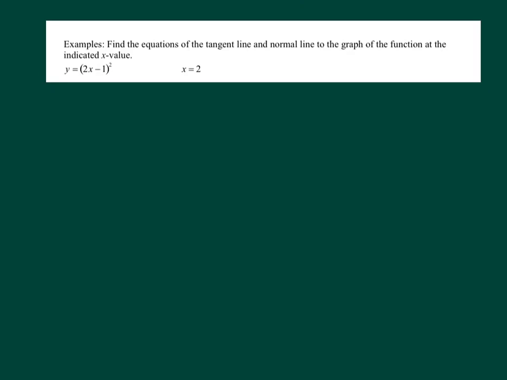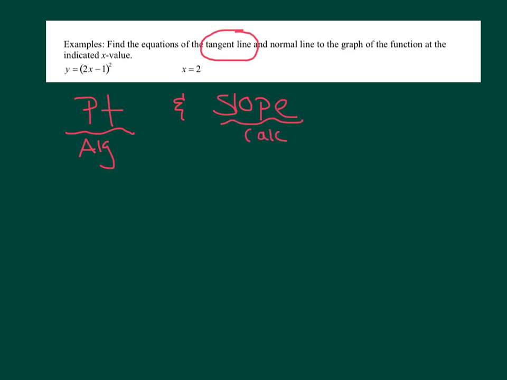All right, next example. Find the equation of the tangent line and normal line to the function at the indicated x values. So again, basically I'm reading, find the equation of a line. So the first thing that pops in my head, and hopefully it's in yours as well, is you need a point and a slope. Okay, so let me remind you, the point typically is your algebra, and the slope is typically your calculus.